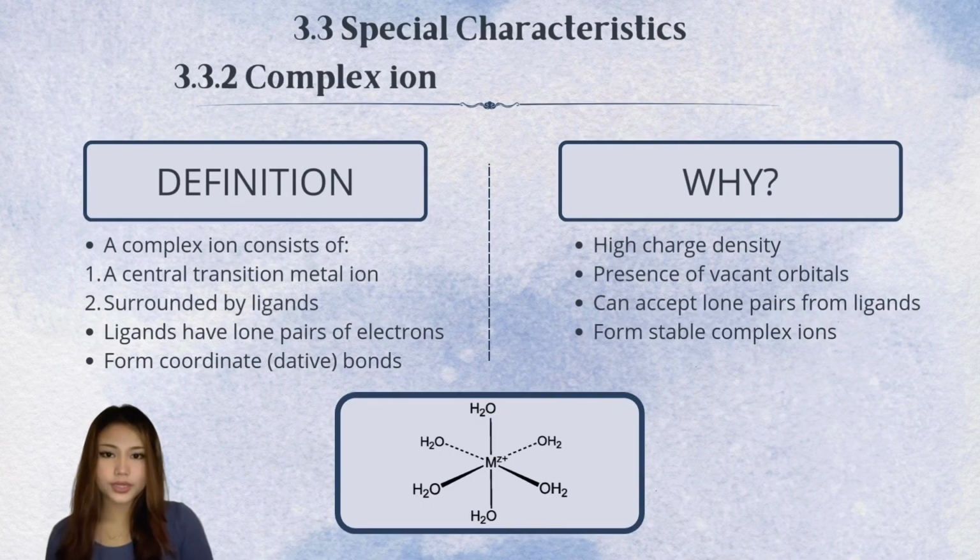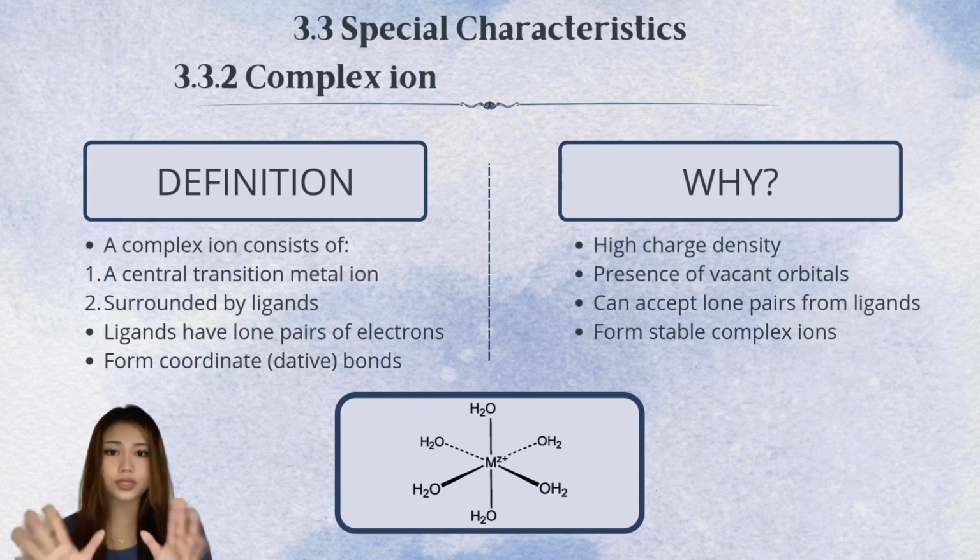Next, I will explain another special characteristic of transition metals, which is complex ions. A complex ion consists of a central transition metal ion surrounded by ligands. Ligands are molecules or ions that contain lone pairs of electrons. These lone pairs are donated to the metal ion to form coordinate or dative covalent bonds, where both electrons in the bond come from the ligand.